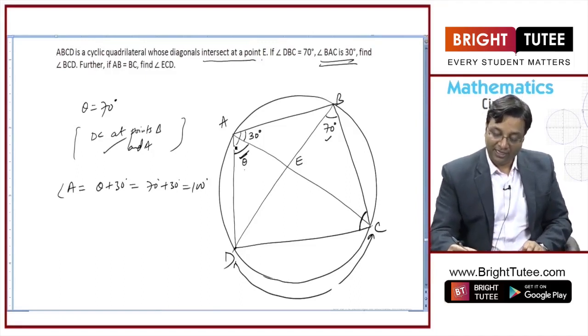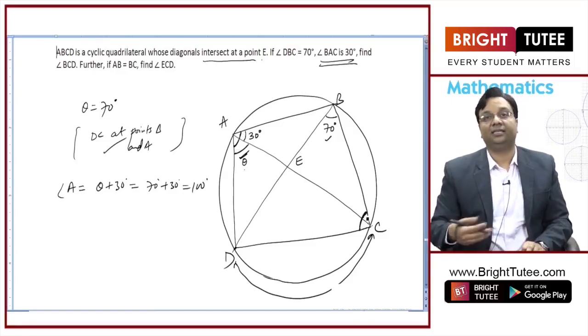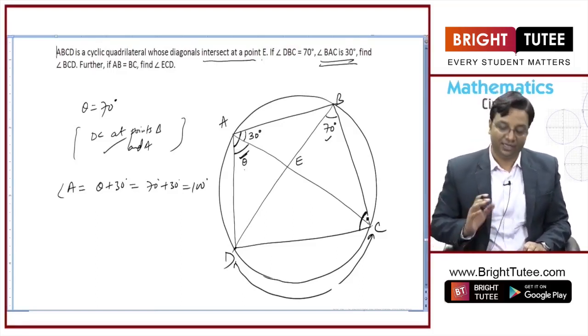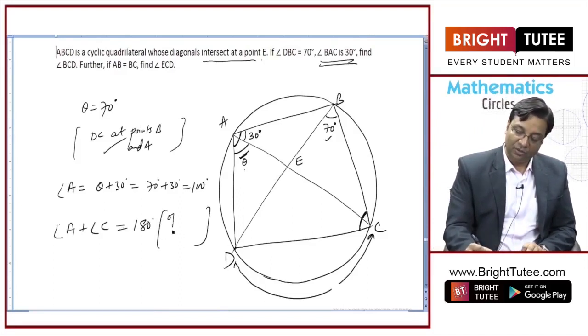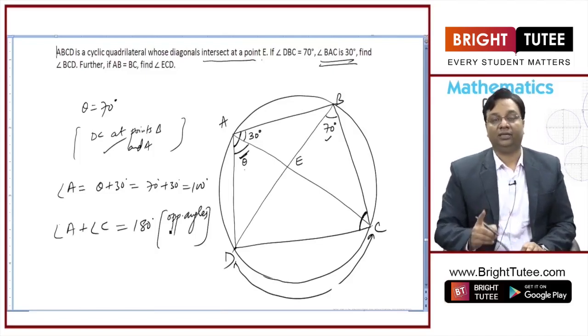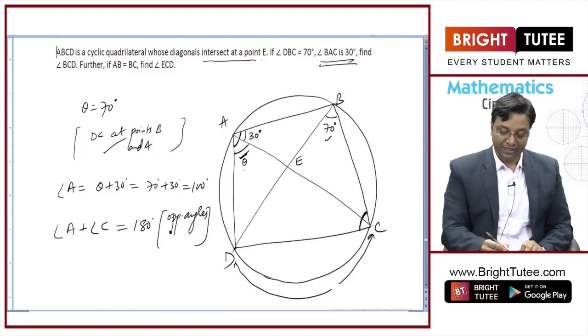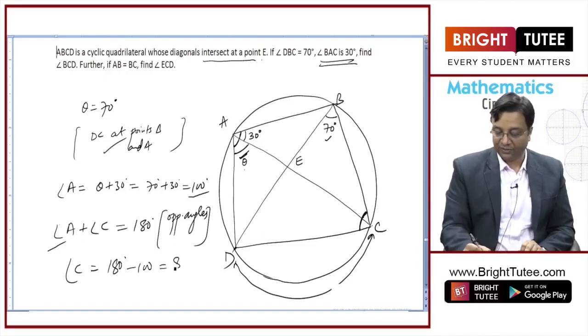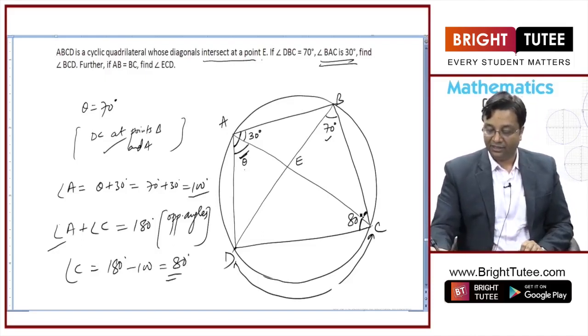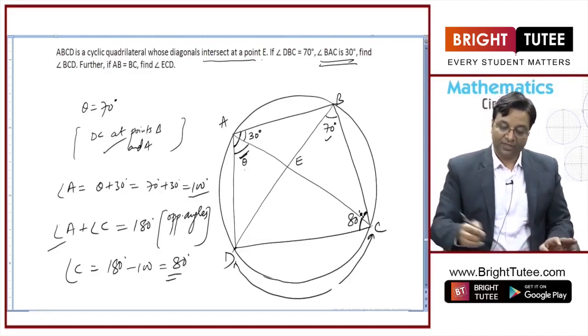Now if I know angle A is 100 degrees, can I comment about angle C? Yes, angle C is just the supplementary angle of angle A. Angle A plus angle C is equal to 180. You will write the reason. Opposite angles of a cyclic quadrilateral are supplementary. So angle C is equal to 180 minus angle A, that is 100. So it is equal to 80 degrees. So this is the first part of the question.